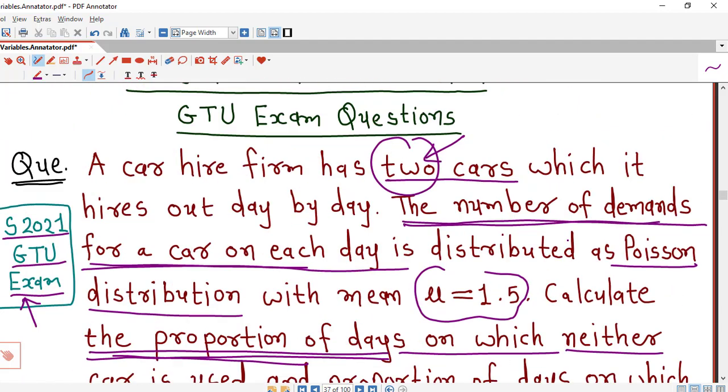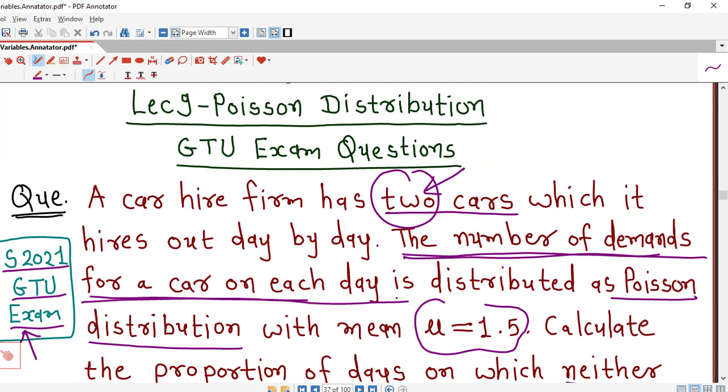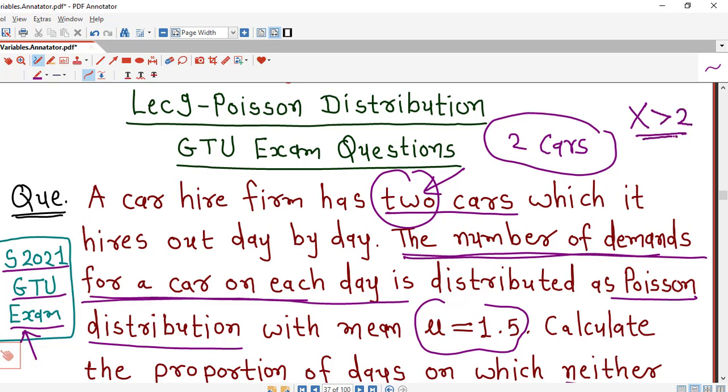Now in the second part we are asked to find the proportion of days on which neither car is used. This we have calculated. Now we find the proportion of days on which some demand is refused. Demand will be refused if demand is greater than 2, because we have only 2 cars. So if demand for a car is more than 2, if there are 3 demands or 4 demands, so if the number of demands is strictly greater than 2, then that demand will be refused because this firm has only 2 cars.